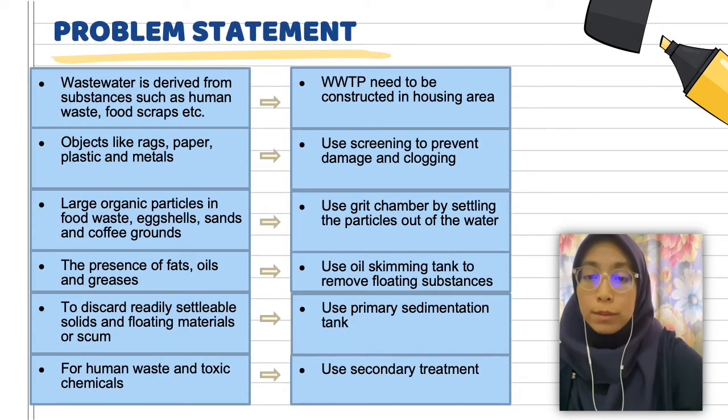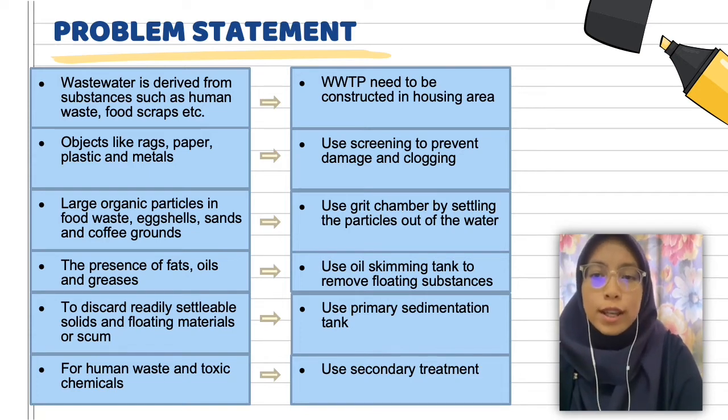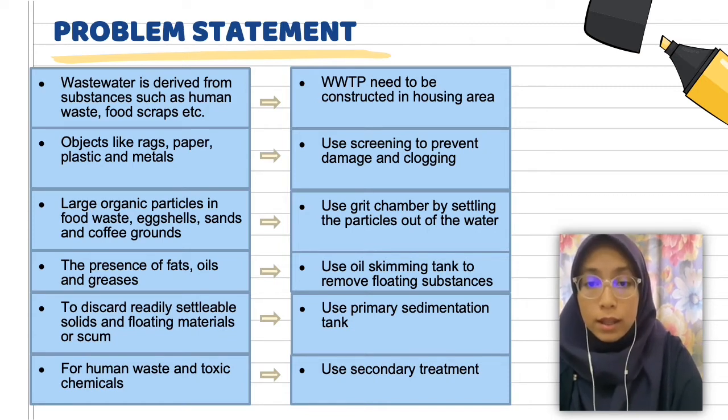Our main problem statement is that residential areas produce wastewater derived from substances such as human waste, food scraps, oils, soaps, and chemicals that must be treated. Hence, a wastewater treatment plant needs to be constructed in the housing area to treat the used water before releasing it back to the environment.